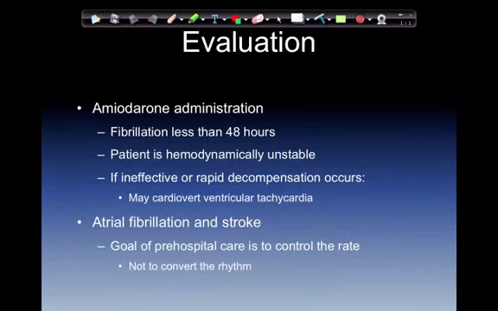Atrial fibrillation and stroke. The goal of pre-hospital care is to control the rate. Do not convert the rhythm. If we convert the rhythm, it increases the chances of them throwing a clot. And if it comes out of the aorta, it's a 50-50 shot. It can either be a heart attack or a stroke that we give them.